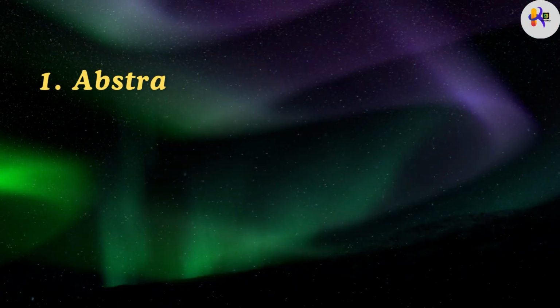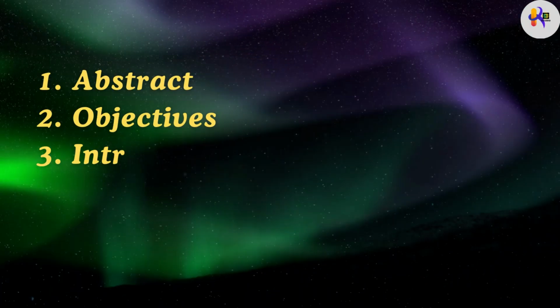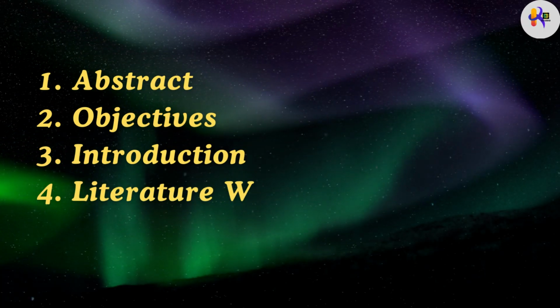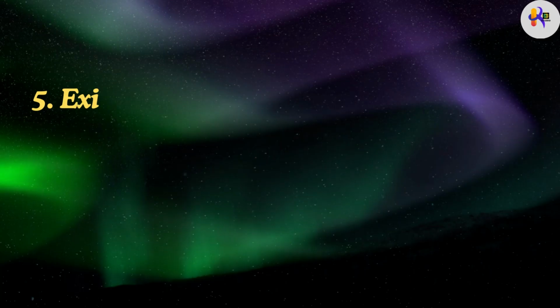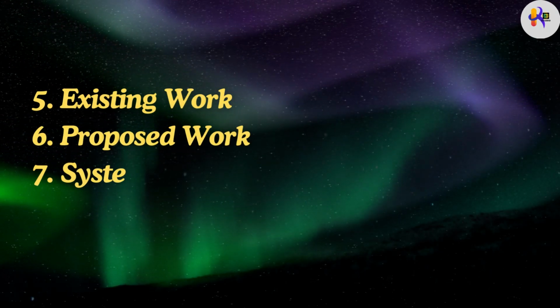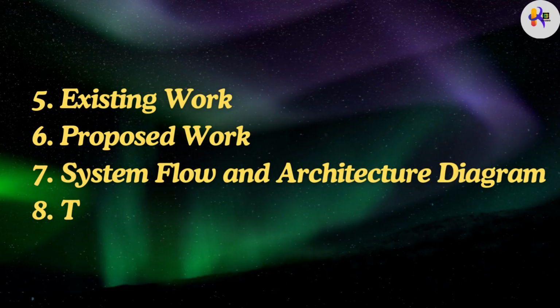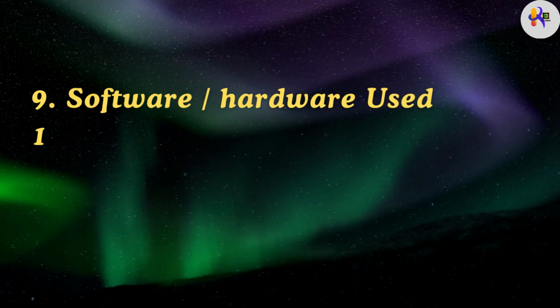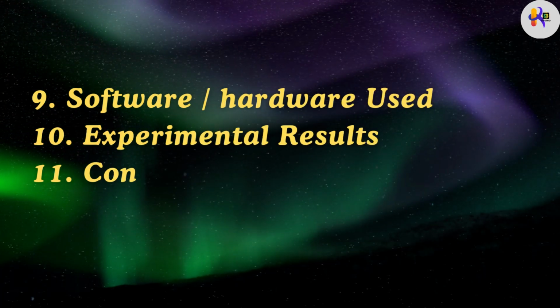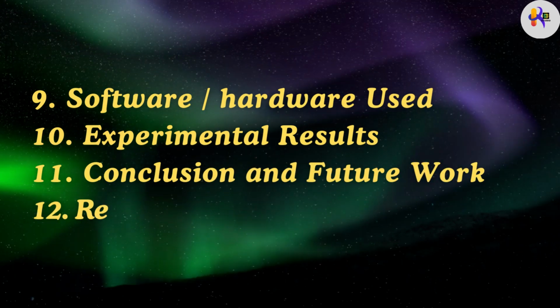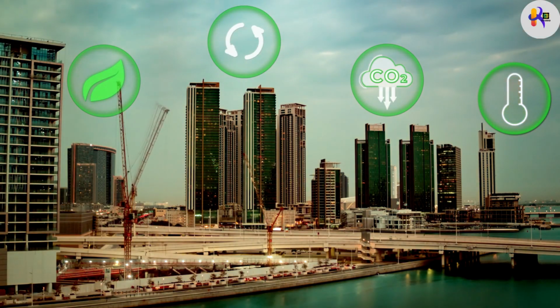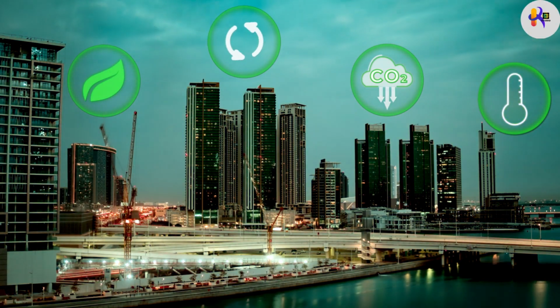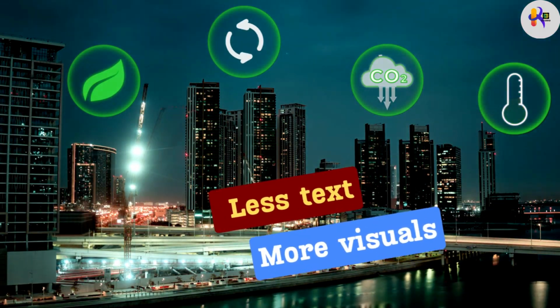To summarize all the 12 points: 1. Abstract 2. Objectives 3. Introduction 4. Literature work 5. Existing work 6. Proposed work 7. System flow and architecture diagram 8. Timeline and Gantt chart 9. Software/hardware used 10. Experimental results 11. Conclusion and future work 12. References. By following these structures, you can create a professional and effective project presentation. Remember, less text, more visuals. Practice your delivery so you sound confident, and keep your presentation within the time limit.